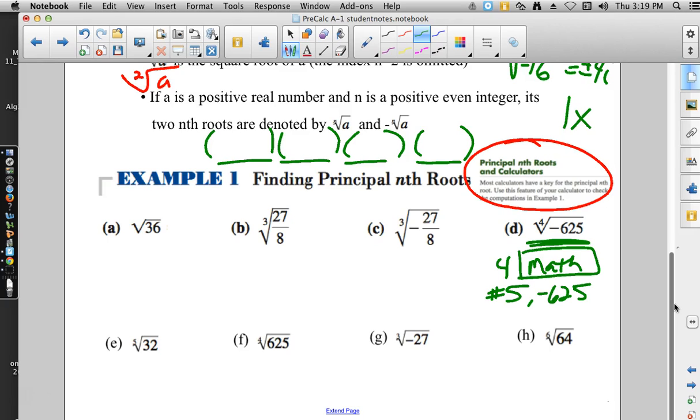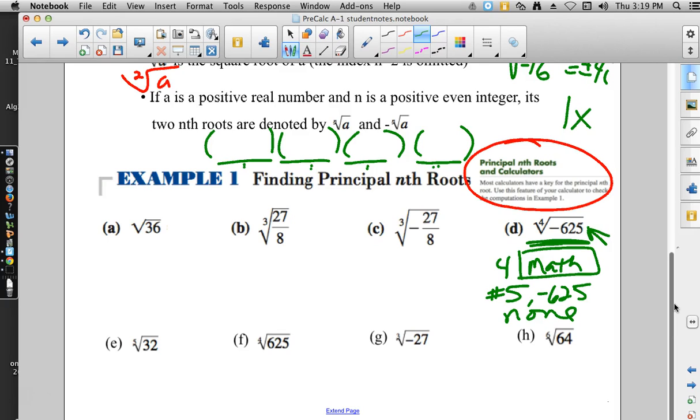And we know that's impossible. That's because either all four of these would be positive, which would give us a positive answer, or all four of these would be negative, which would give us a positive answer. There's no way to get a negative in the real number system. So this one doesn't have any roots.